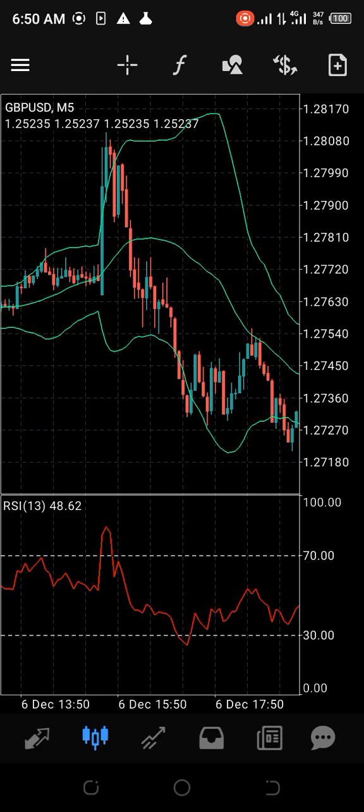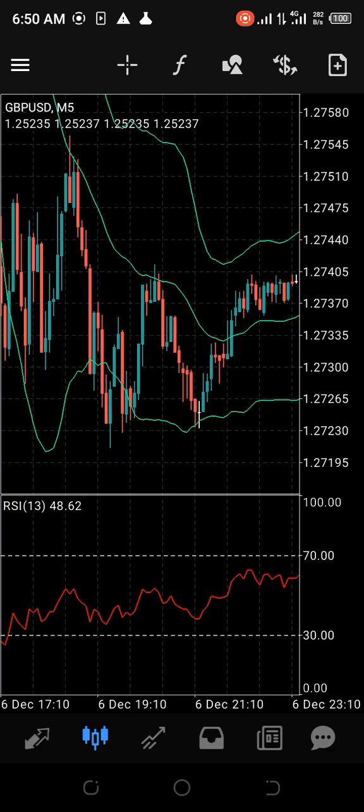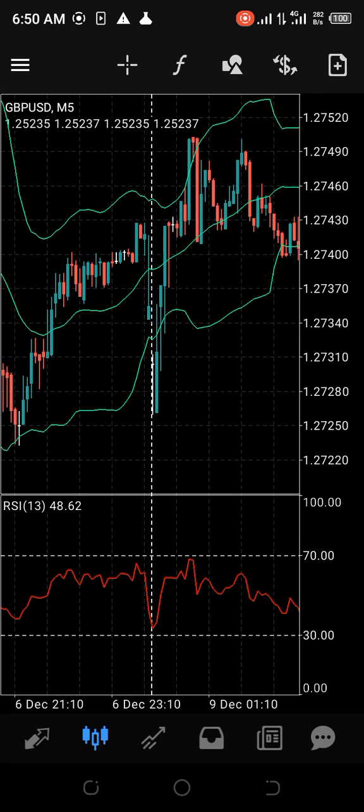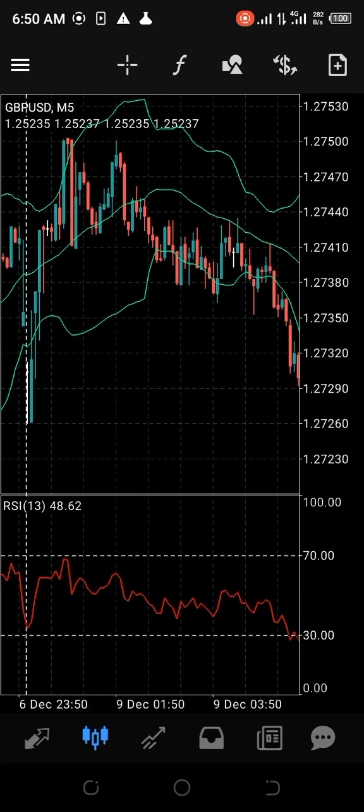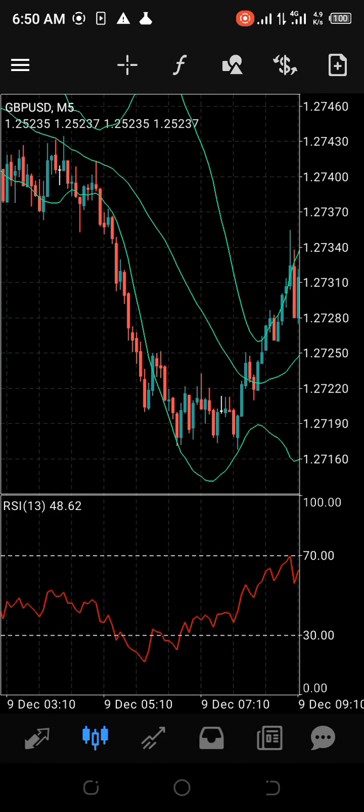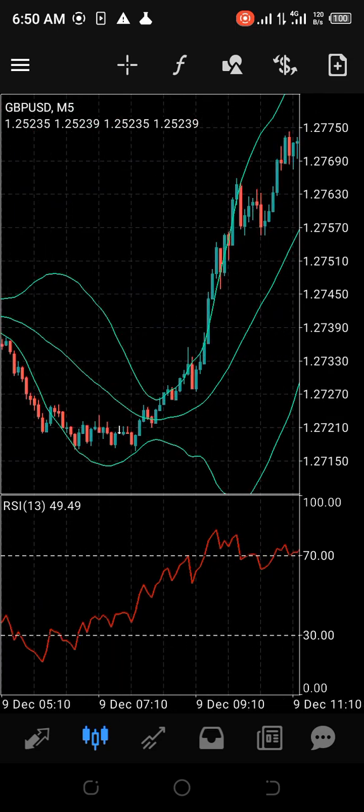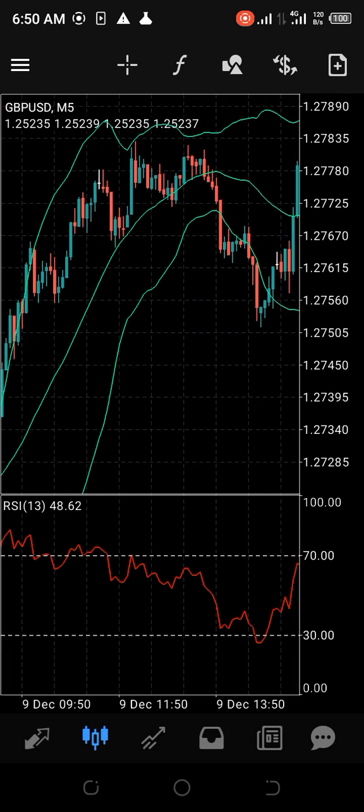Okay, we have oversold here. It broke below the lower band. We have our green candle, and you take your profit there. Okay, we have oversold here. We have a break below the lower band here. You enter your trade after this green candle, and look, the market skyrocketed.